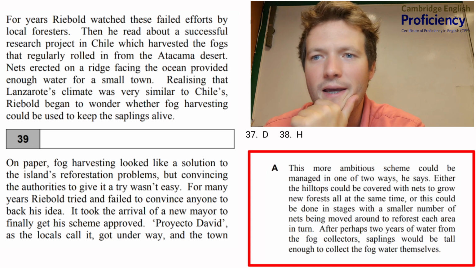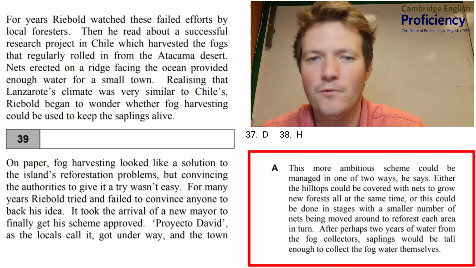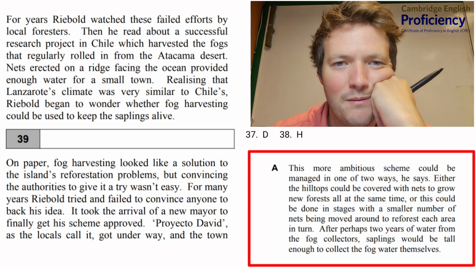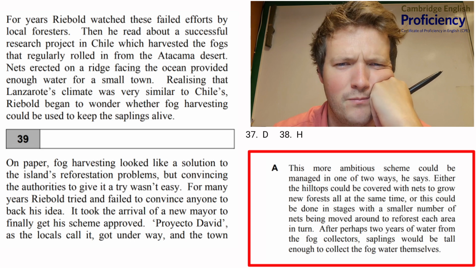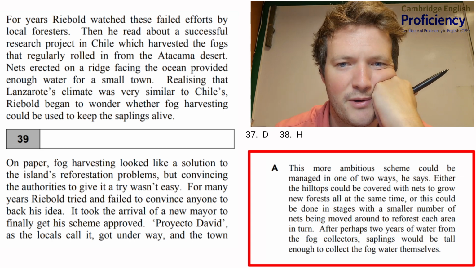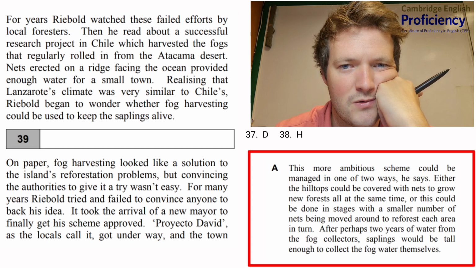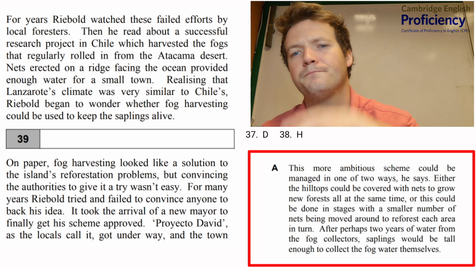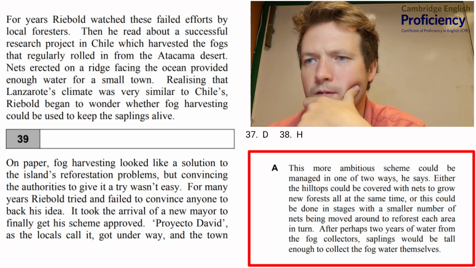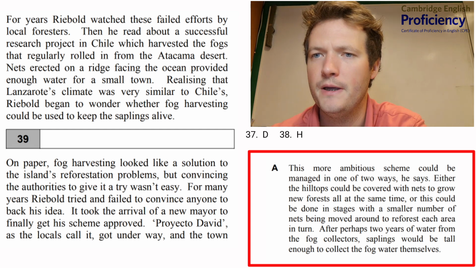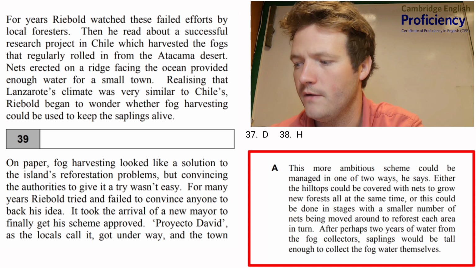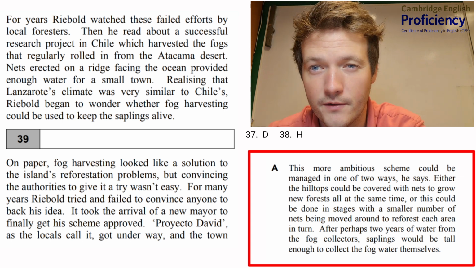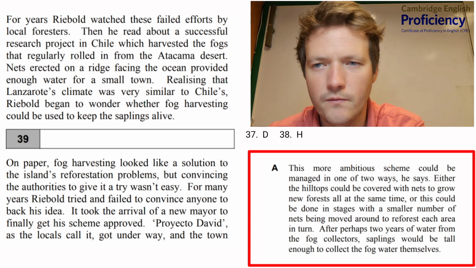I still have a problem in A where it says this more ambitious scheme. We haven't really spoken about a plan before that in detail. A couple of paragraphs before, we spoke about the failed attempts to reforest. Yeah, it's a difficult one. So it could be A or F. Maybe we'll see if A or F are going to fit in a different gap later on. But at the moment, I don't think it's 100% clear.